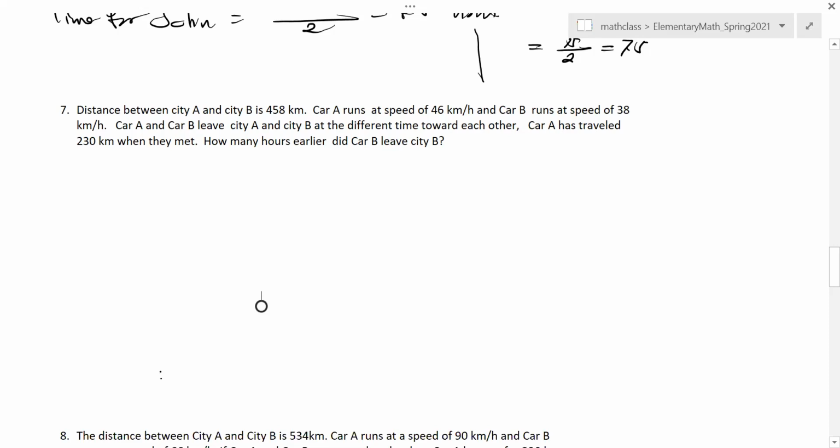All right, so you have to draw the picture again. This is A and that's B. So their total distance is 458 kilometers. But we know the speed. This is the speed, 46 kilometers per hour, and that's the speed of 38 kilometers per hour.